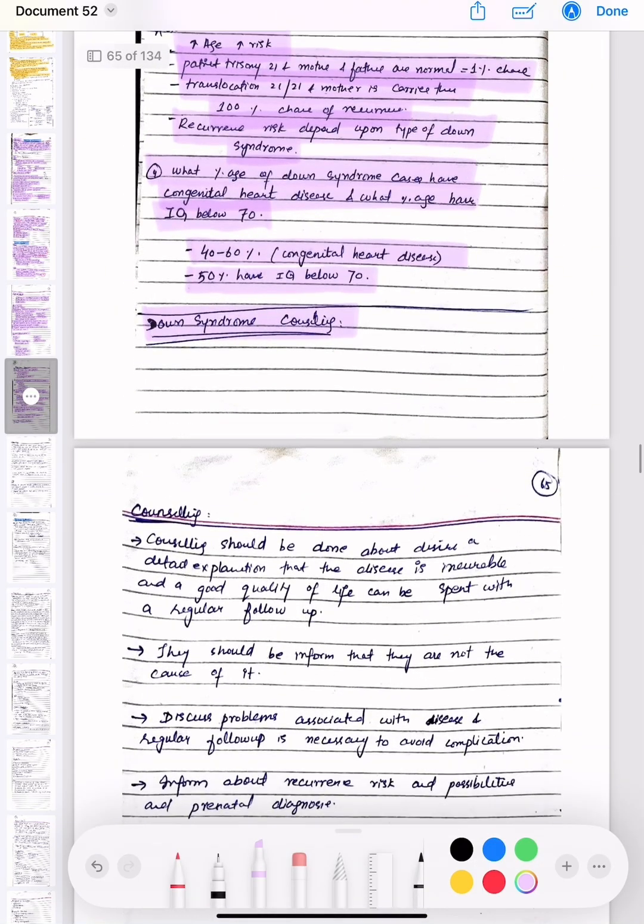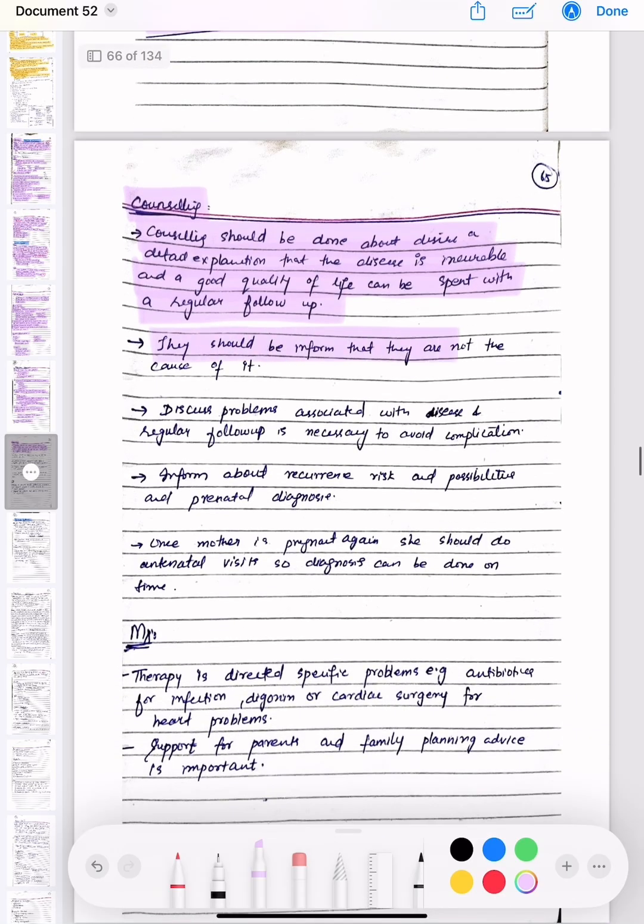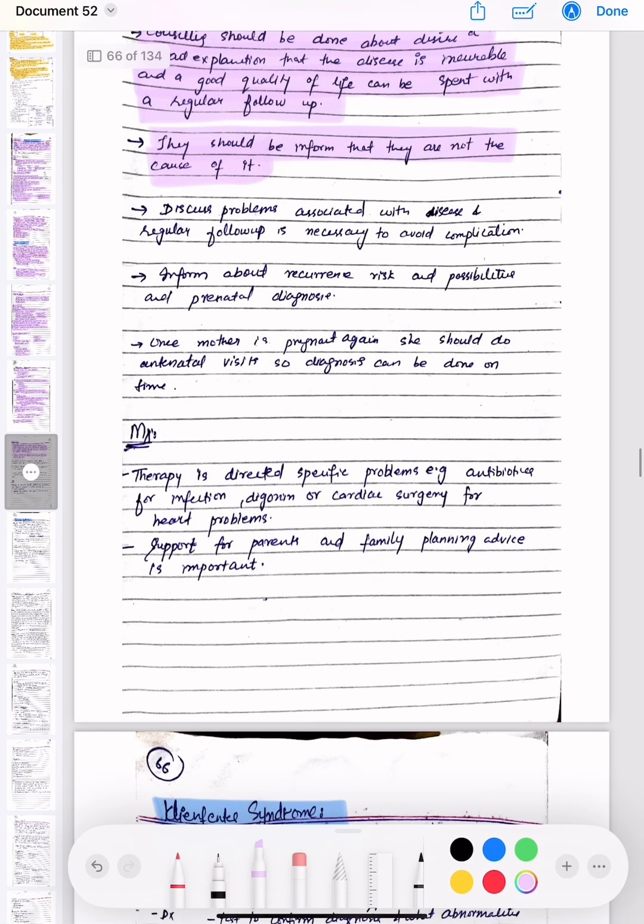So the counseling should be done about the disease, with a detailed explanation that the disease is incurable and a good quality of life can be spent with regular follow-up. Then they should be informed that they are not the cause of it. Then discuss problems associated with the disease, and regular follow-up is necessary to avoid complications. Then inform about the recurrence risk, possibilities and prenatal diagnosis.